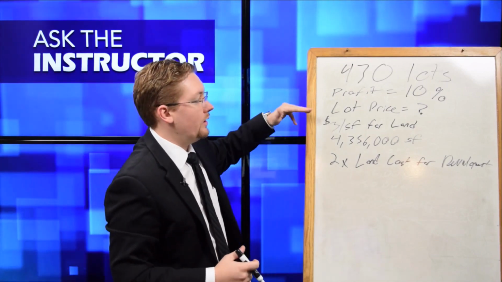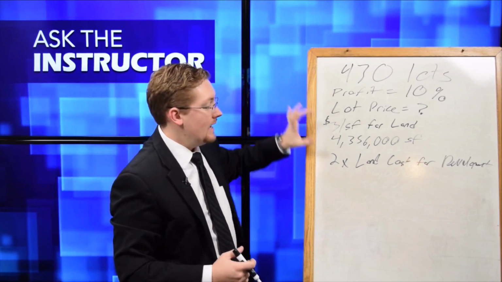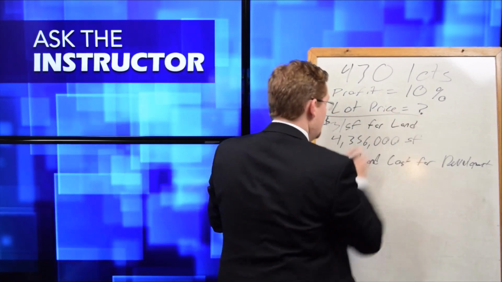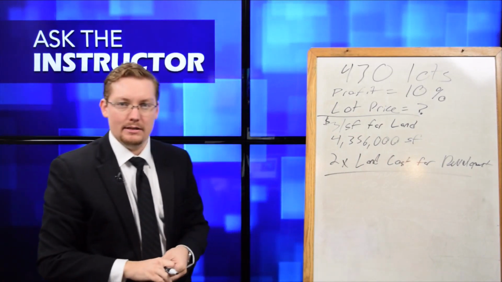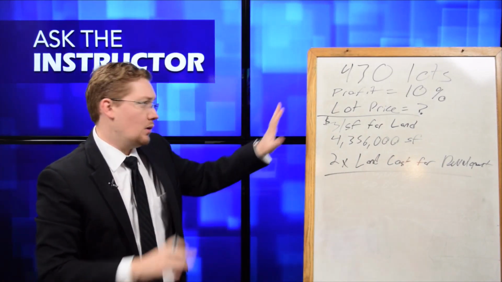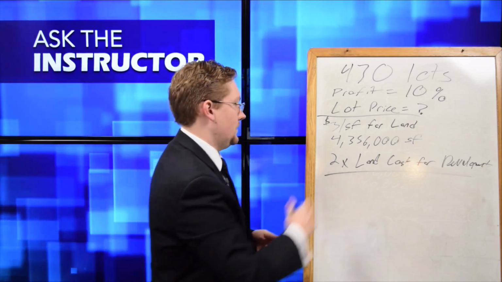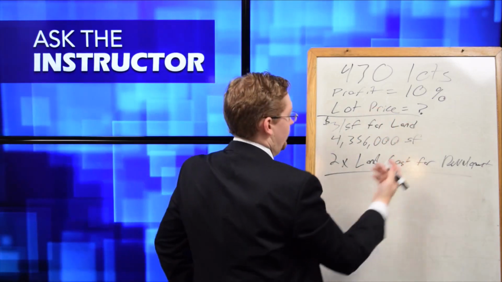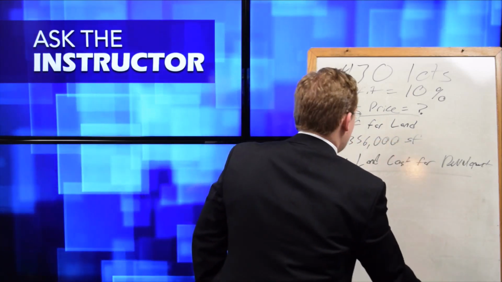So the question is, we're looking for the lot price. The developer wants a 10% profit, and that 10% profit is going to be based on our cost. These right here are the cost. We have the cost for the land and the cost for our development. So let's figure that first. Then we'll worry about the profit stuff later. Let's figure out at least how much this is going to cost us to get into this property, or into this development. So we have $3 a square foot, and we have 4,356,000 square feet.